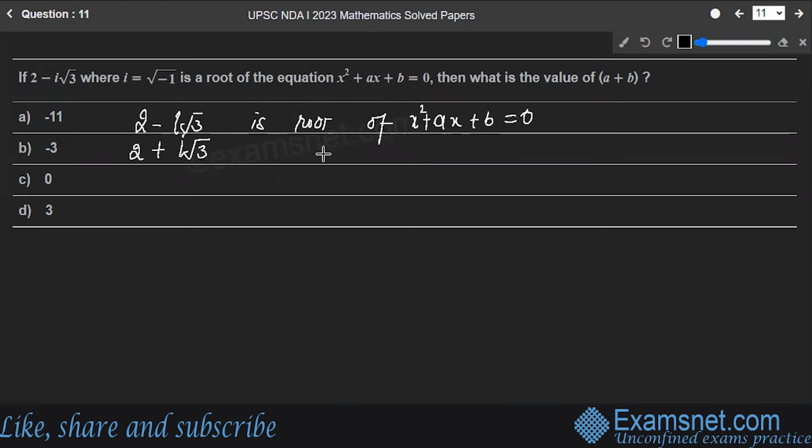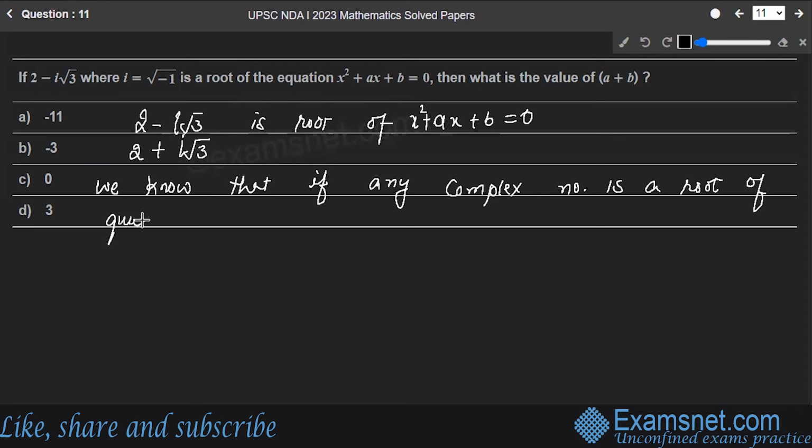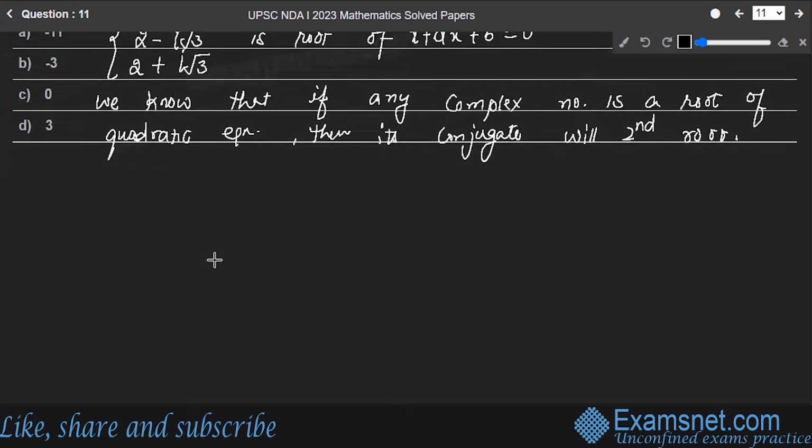Why is that? We know that if any complex number is a root of a quadratic equation, then its conjugate will be another root. Conjugate will be another root. Okay, so we have the two roots as 2 minus iota root 3 and 2 plus iota root 3. Using that, let's frame the equations.